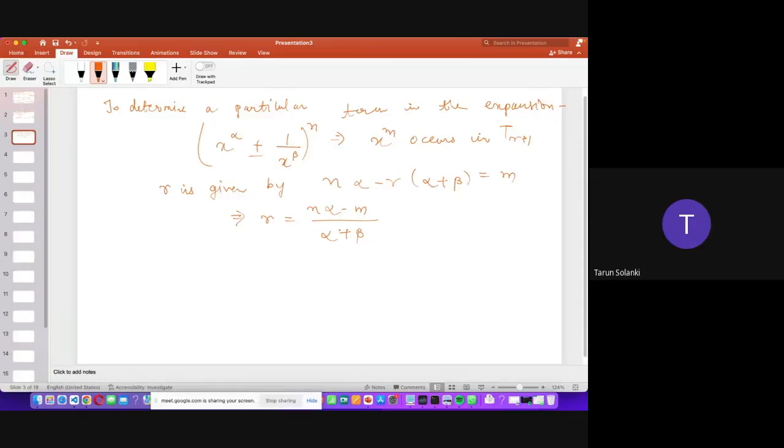In the above expansion, if the constant term, that is the term which is independent of x, occurs in T(r plus 1), then r is determined by n alpha minus r(alpha plus beta) is equal to 0. So r is equal to n alpha divided by (alpha plus beta). Okay, so this is for r.